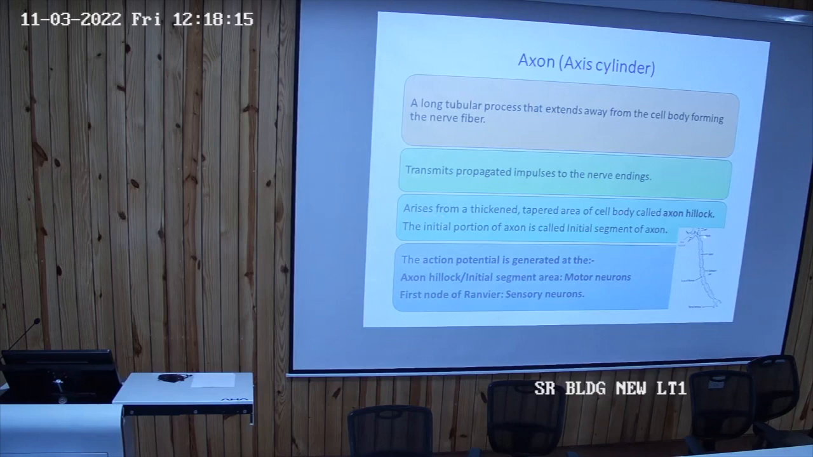Obviously, this axon arises from the axon hillock, that is the thickened area, and the initial portion of the axon is called the initial segment. Okay, जहाँ से start हो रहा है, there is a somewhat thickened area, that is called the axon hillock, and these initial portions, जो वहाँ से thickened portion से start हो रहा है, that is called the initial segment.